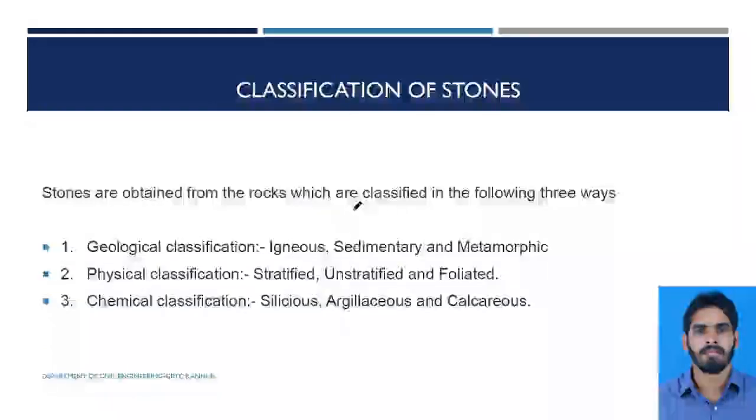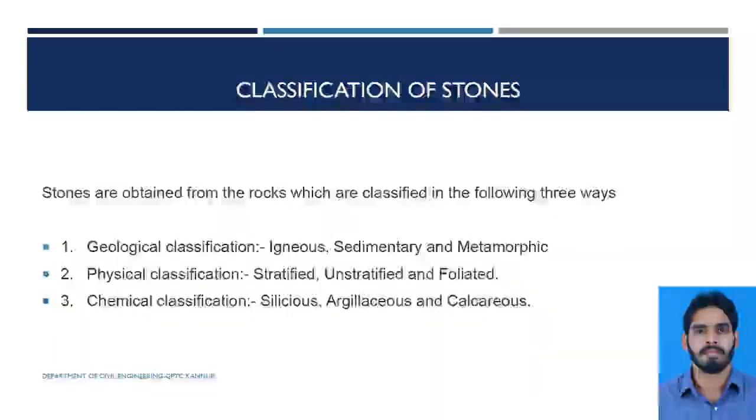Next, classification of stones. The stones are obtained from rocks, which are classified in the following three ways. As all of you know about stones, a stone is derived from a rock. The classification of stones can be of three types: geological classification, physical classification, and chemical classification.